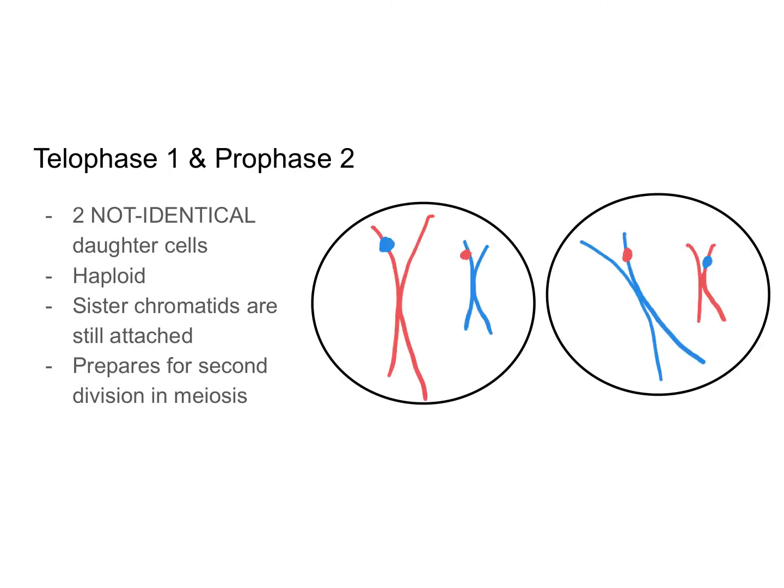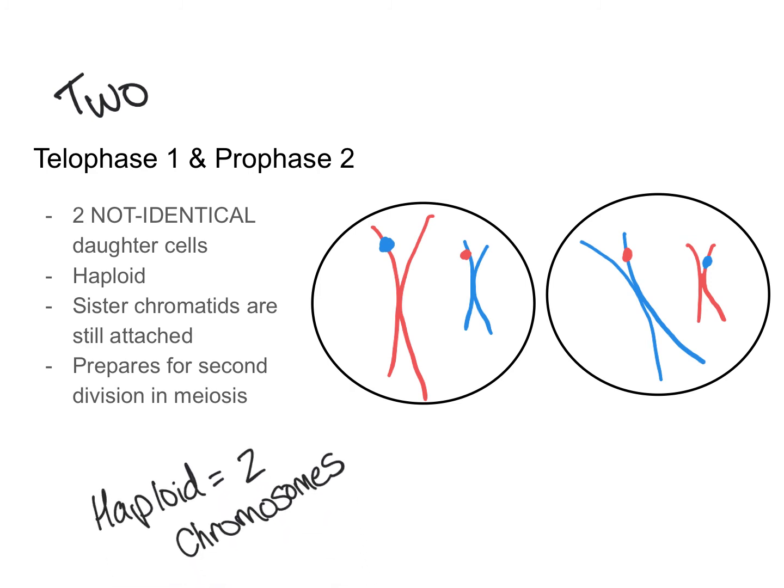I have combined telophase 1 and prophase 2. By the end of telophase 1, we have 2 new daughter cells. These are not identical and they are haploid cells. So if we look at the chromosome count for each cell, we can see that there are 2 chromosomes in each. Our diploid number is 4. Therefore, our haploid number is 2 chromosomes each. These chromosomes are still duplicated and we have the sister chromatids still attached to each other in the middle.